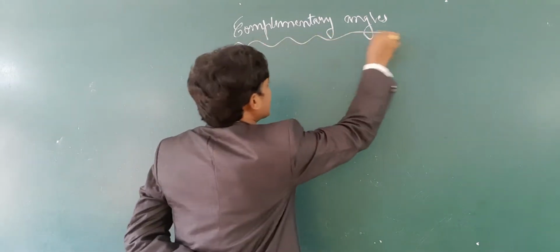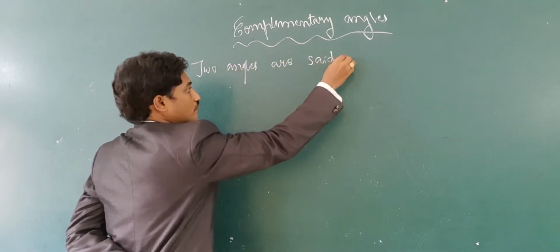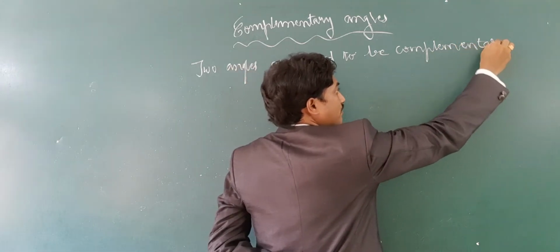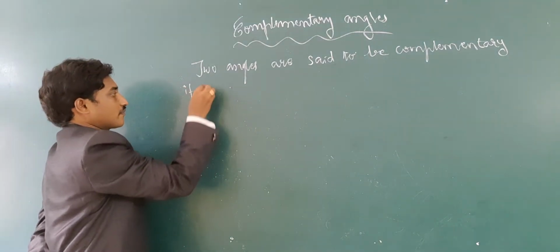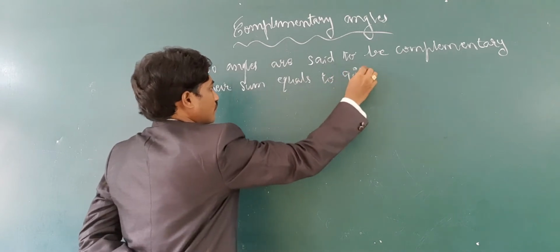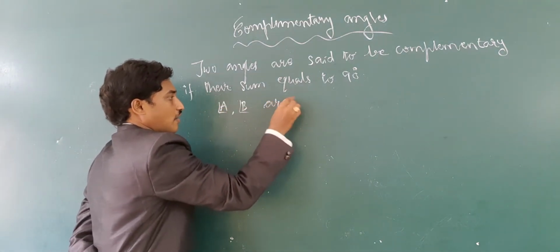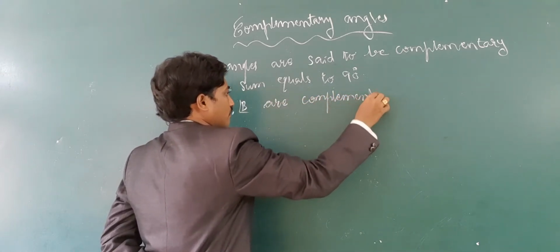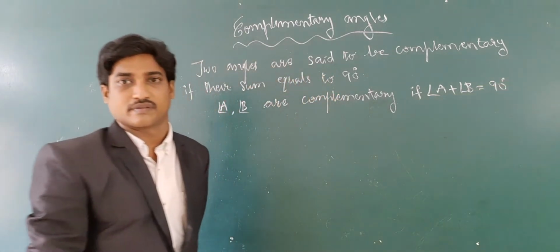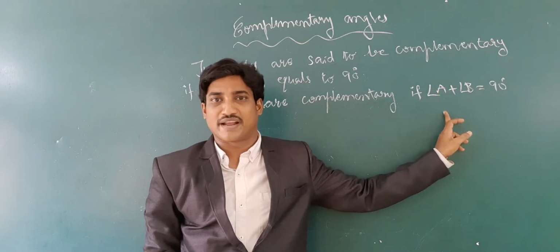Two angles are said to be complementary angles if their sum equals 90 degrees. For example, angle A and angle B are complementary if angle A plus angle B is 90 degrees. If angle A plus angle B equals 90 degrees, A is the complementary angle of B, and B is the complementary angle of A.